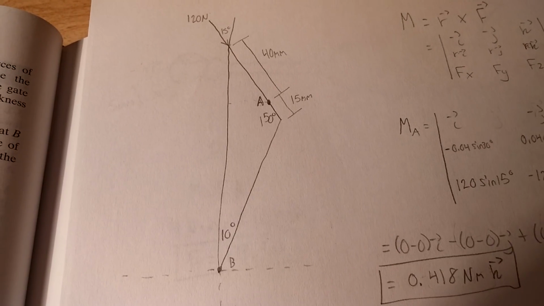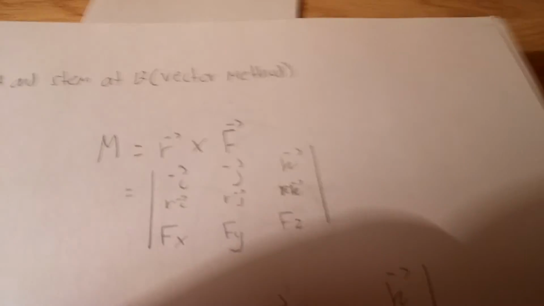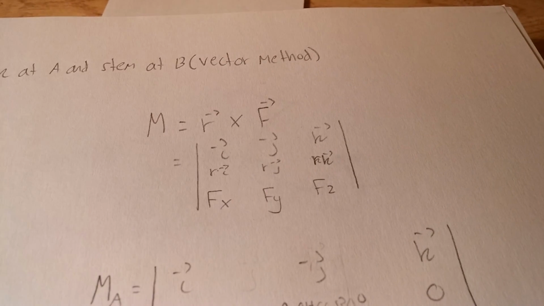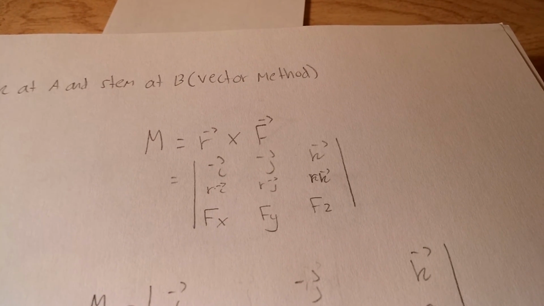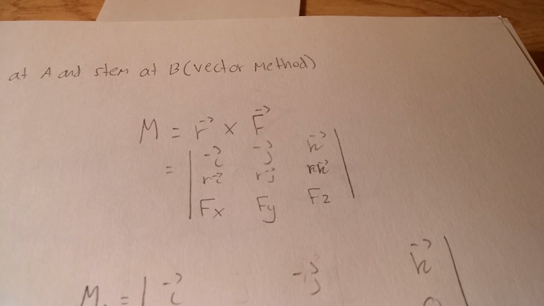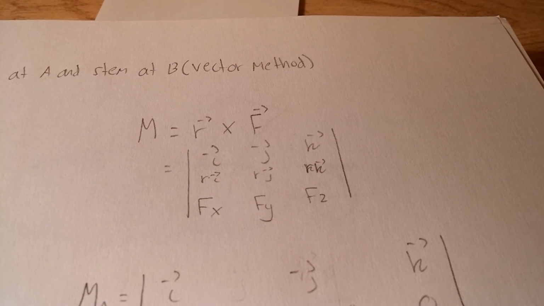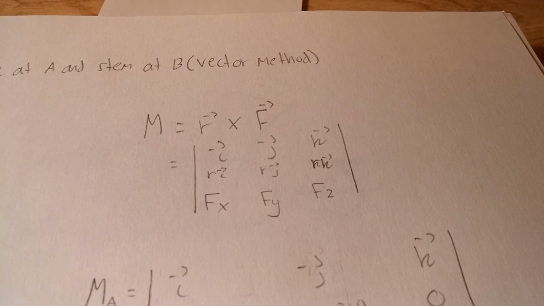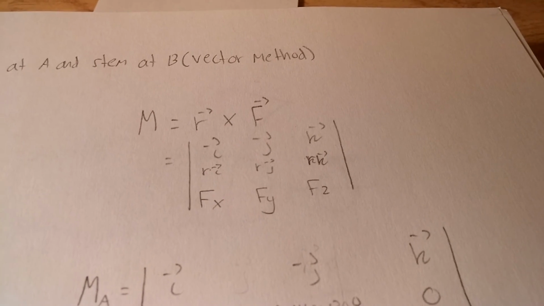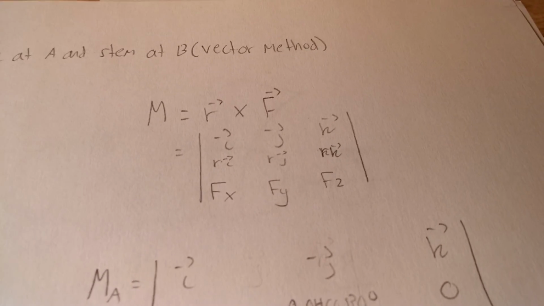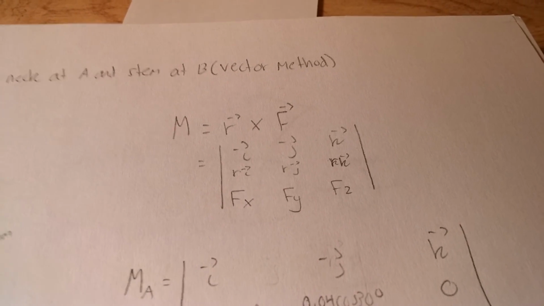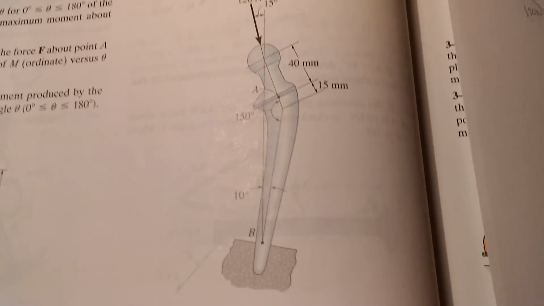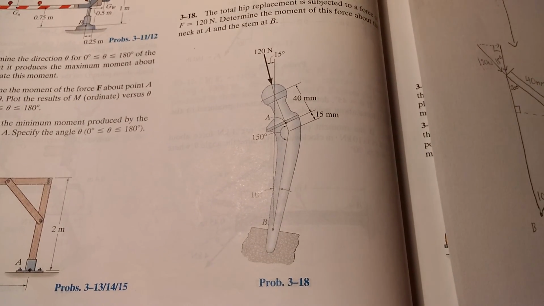The only equation you need to know for this problem is that the moment of a force is equal to the position vector from the point you're taking the moment about to the force, crossed with the force vector. So let me show you what I mean. We're going to start working on the moment about A. So let's go back to the better picture.